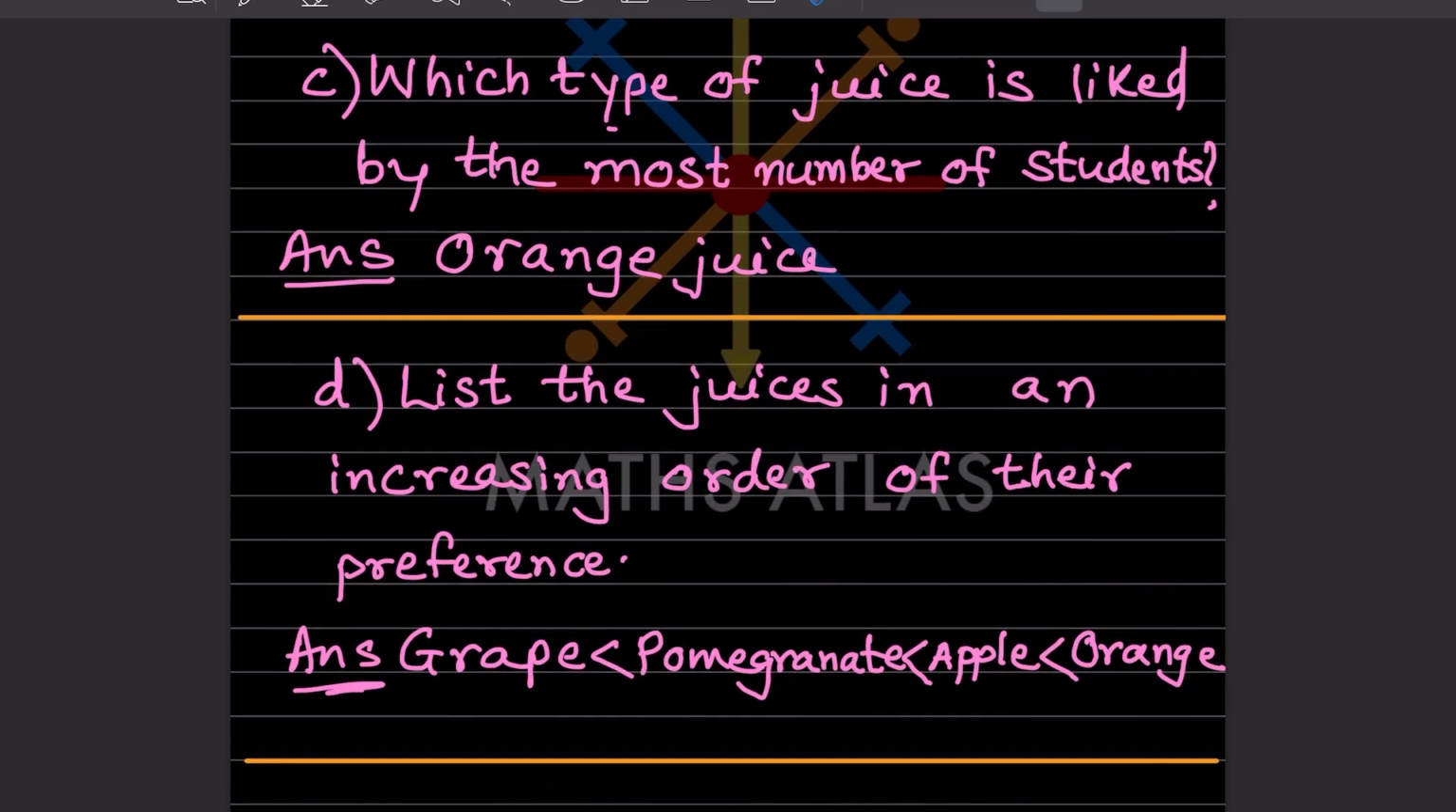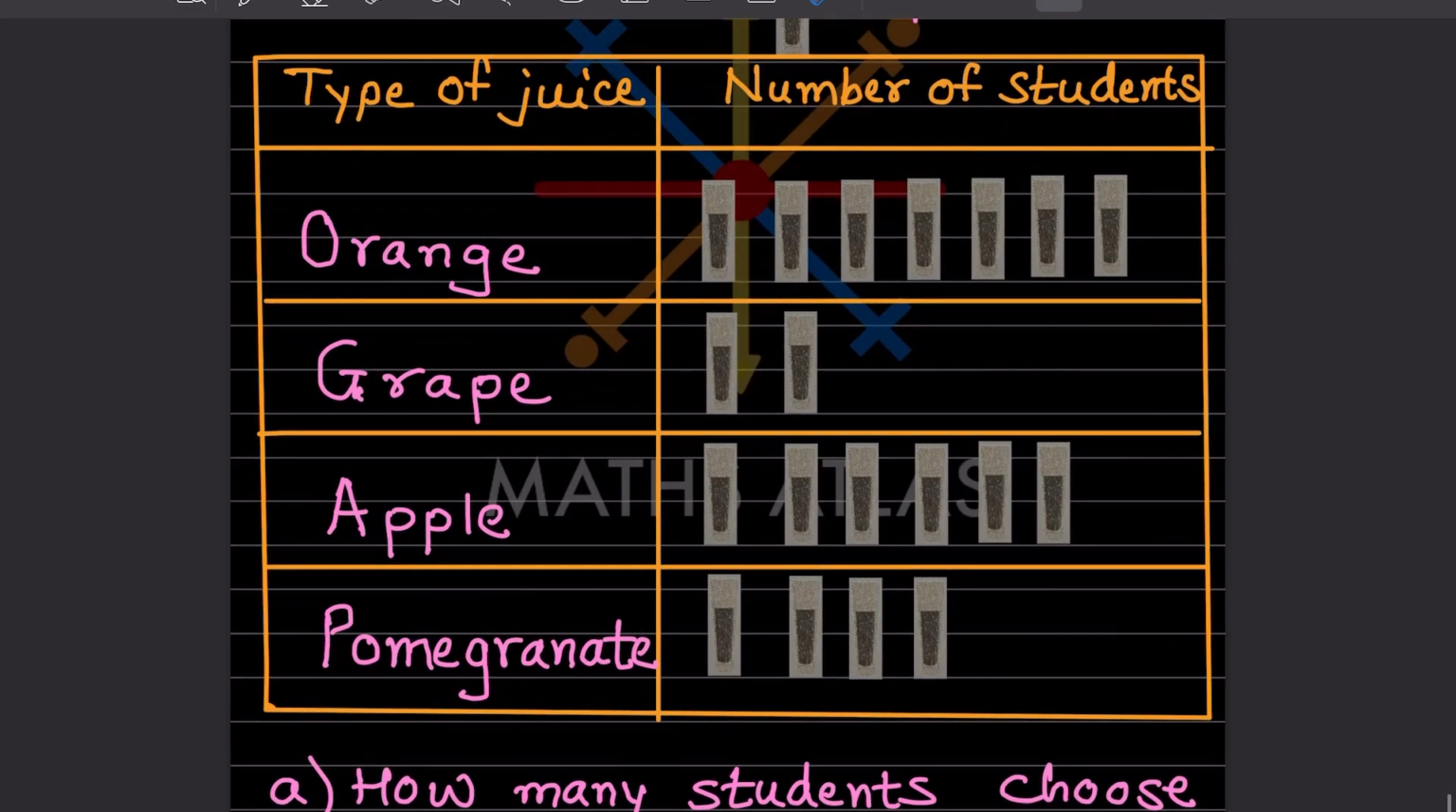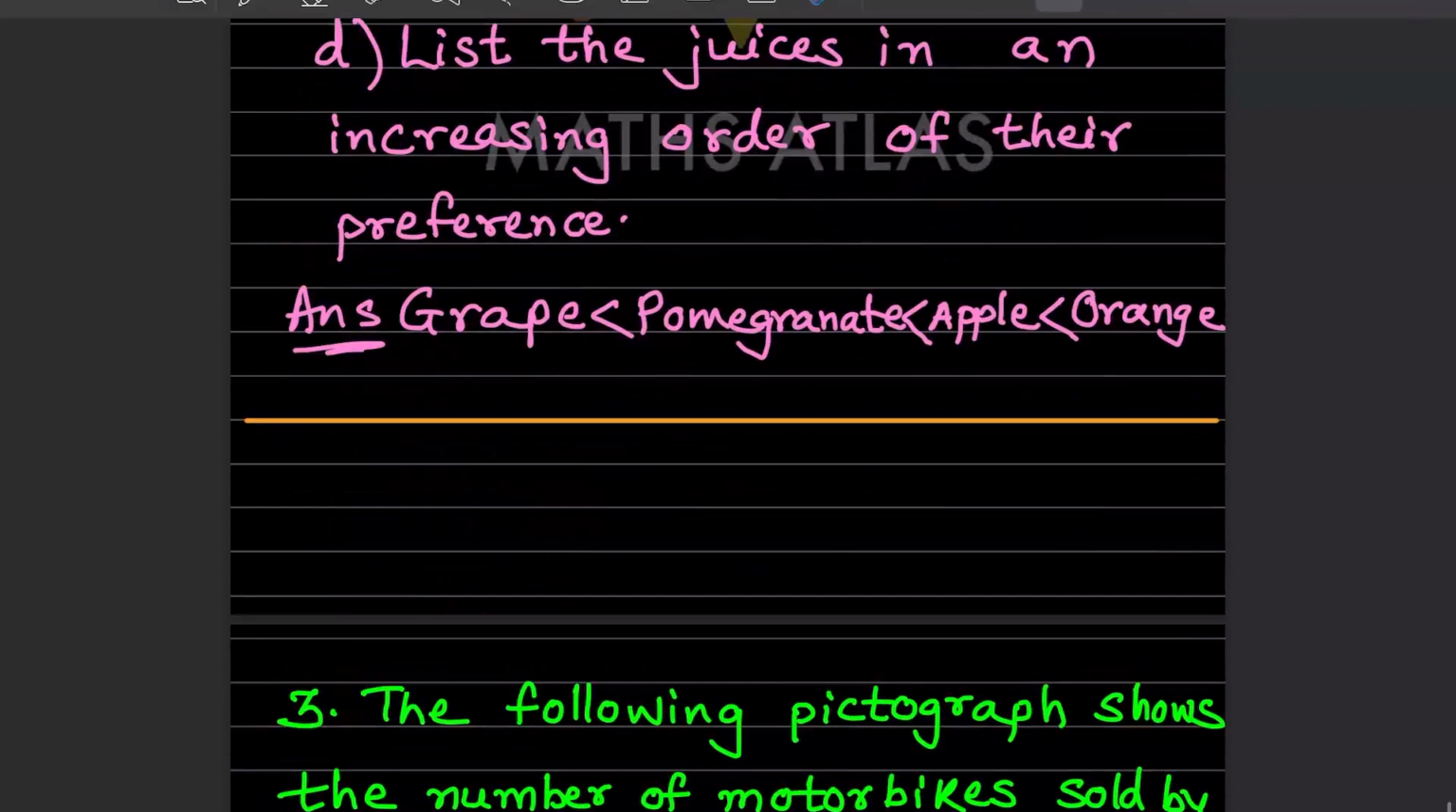These are the juices in an increasing order of their preference. So now increasing order means it will be small to big. So this will be first, this is going to be second, this is going to be third, and this is going to be fourth. So grape, pomegranate, apple, and then orange. So hope you got this. Now why do we put this sign? Because pomegranate is more than grape. Then again here apple is more than the pomegranate, and orange is more than the apple over here.